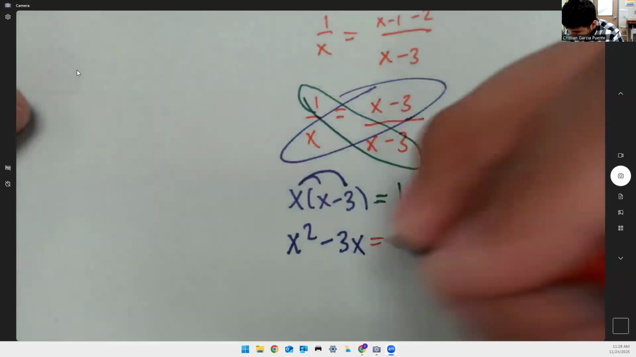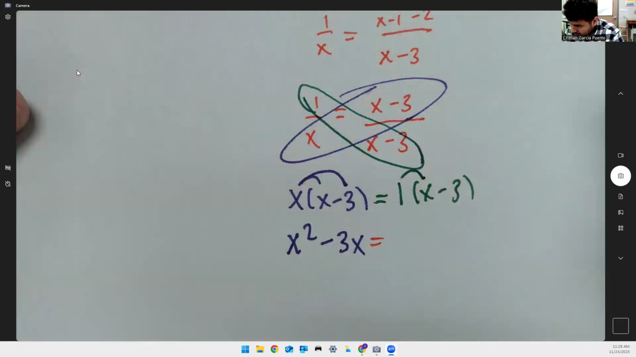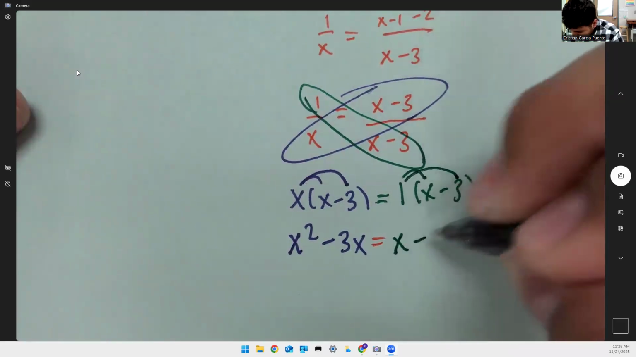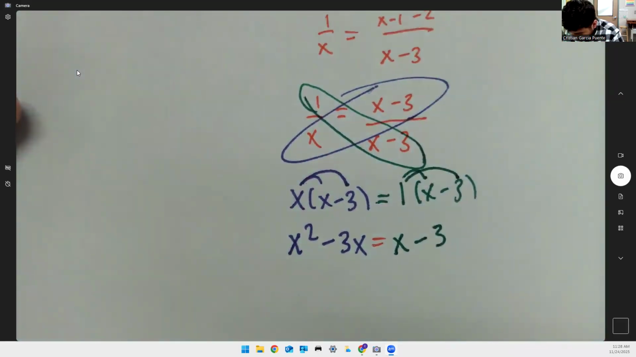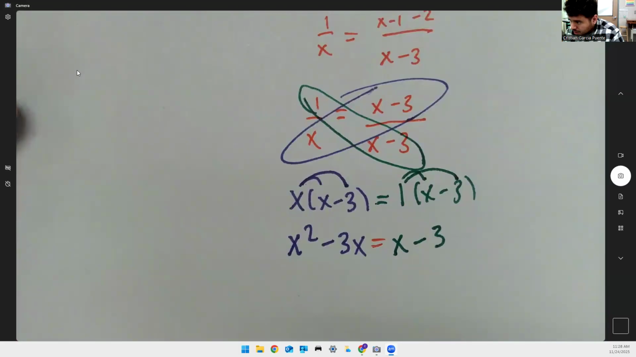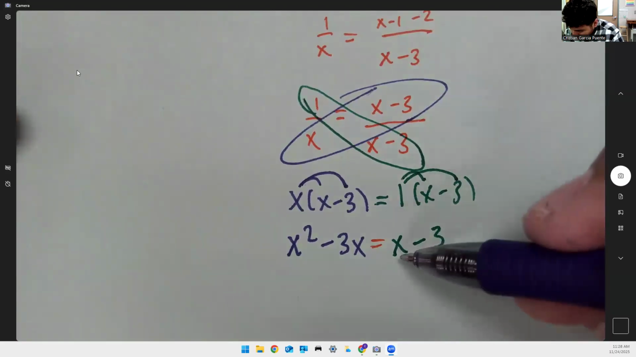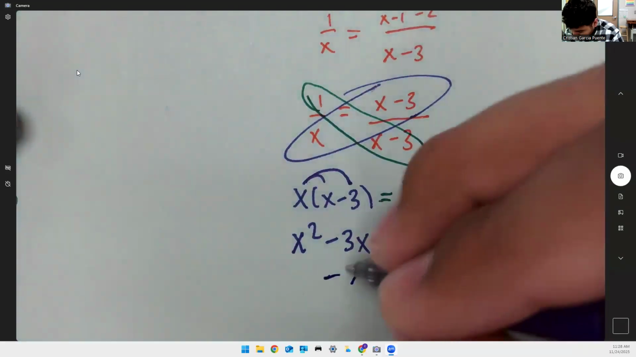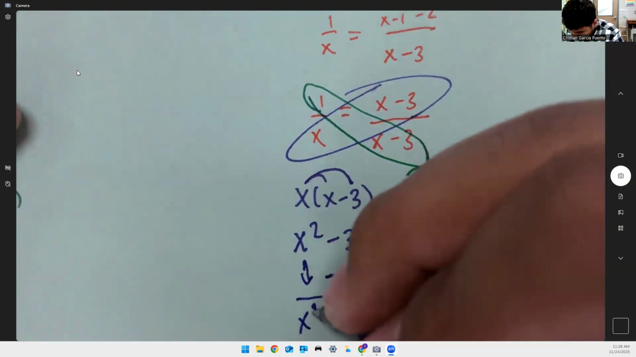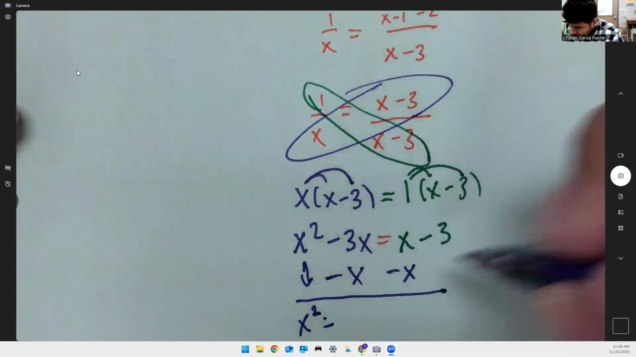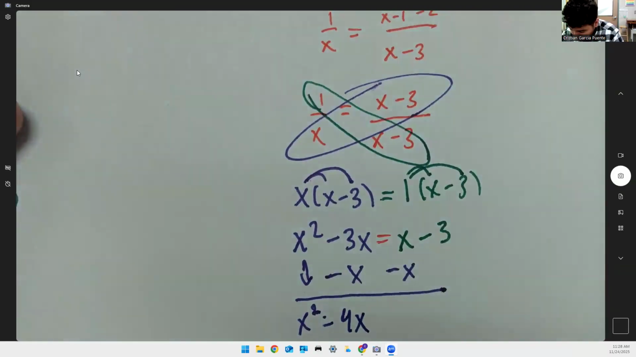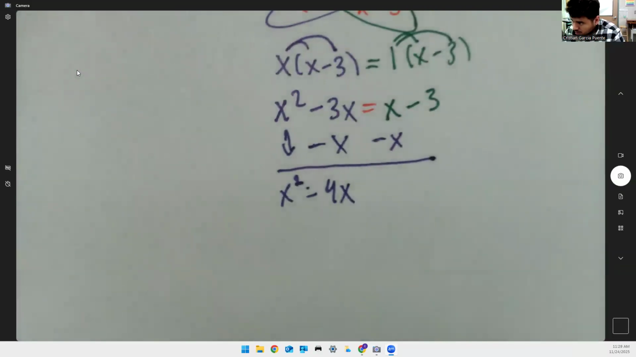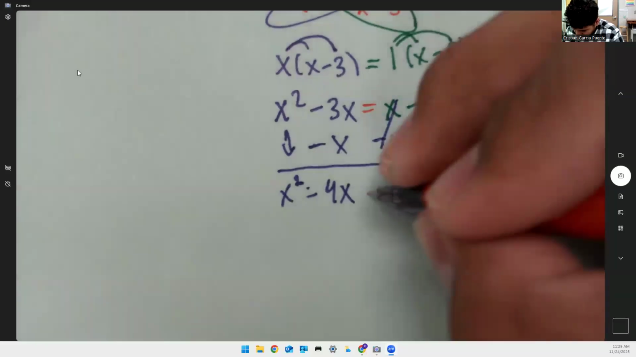That's going to be equal to, distribute on the right side again. What's 1 times x? That's x. And 1 times negative 3 is negative 3. All right. So now we're just going to solve for our x over here. So how do you get rid of this positive x? You subtract x. So you have x squared. What's negative 3x minus x? That's negative 4x. And that's going to equal negative 3.